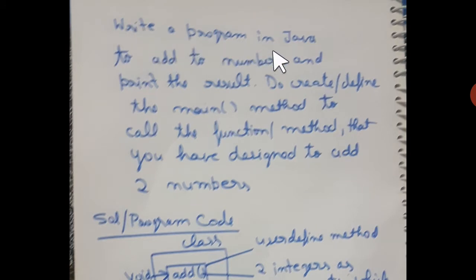Write a program in Java to add two numbers. So, the main task is to add the numbers and print the result. The result will be stored in another variable. Okay. Create or define the main function, or main method, to call the method that you have defined to add two numbers. So how will that method be called? It will be called using the object of that class.